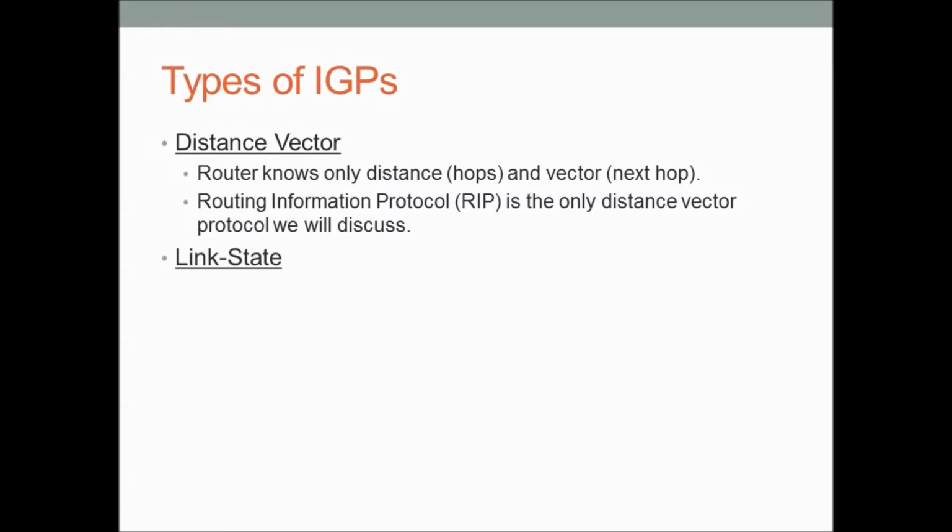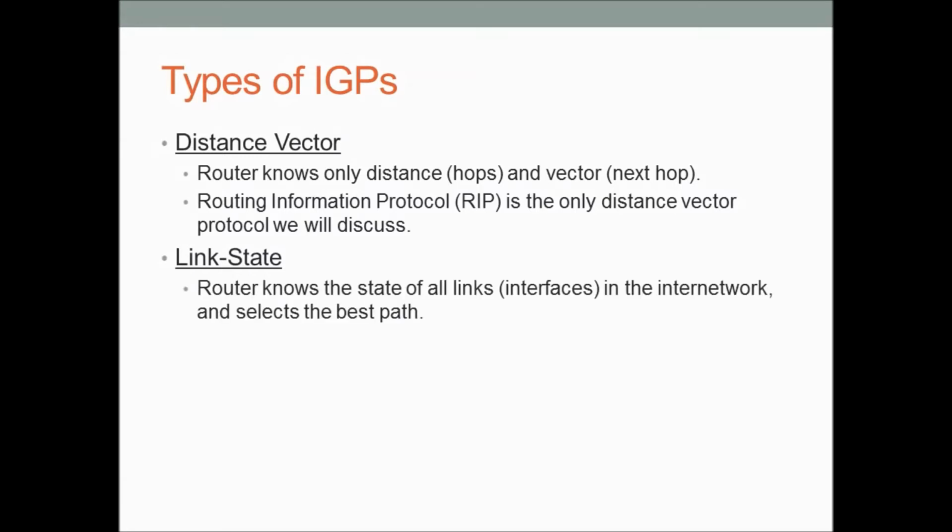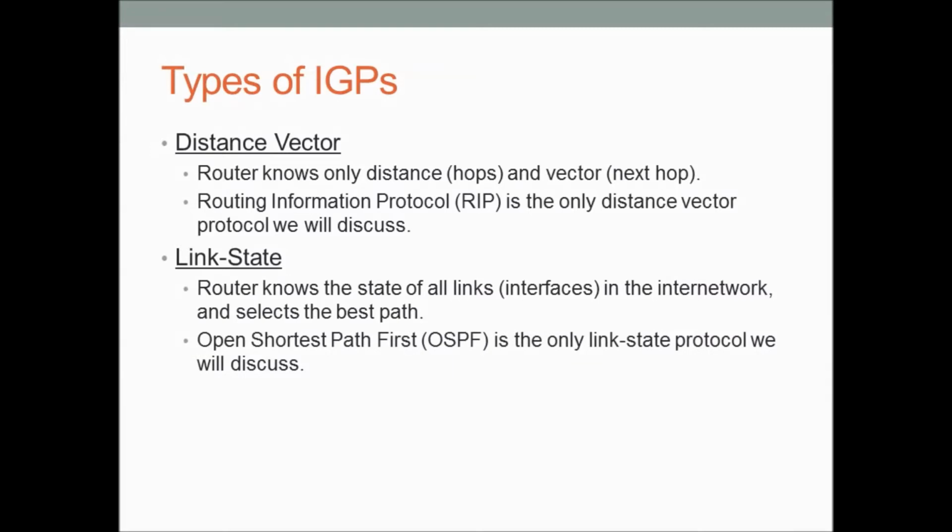Link state protocols, on the other hand, are actually more comprehensive, and the idea with a link state protocol is that each router knows the state of every single link in the network. So all routers know about all interfaces and then decide to choose the best path based on the interface status. OSPF is the only link state protocol that we'll be talking about. So in OSPF, every single router knows about every single link in the entire network, every single interface.